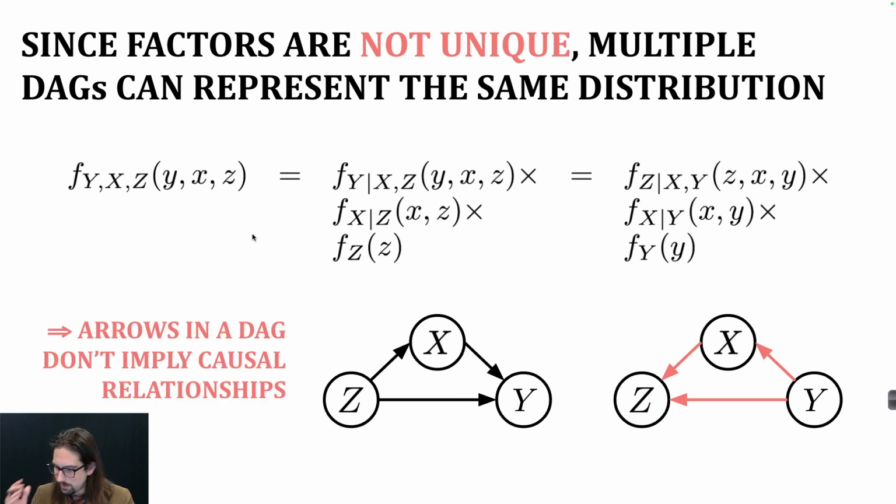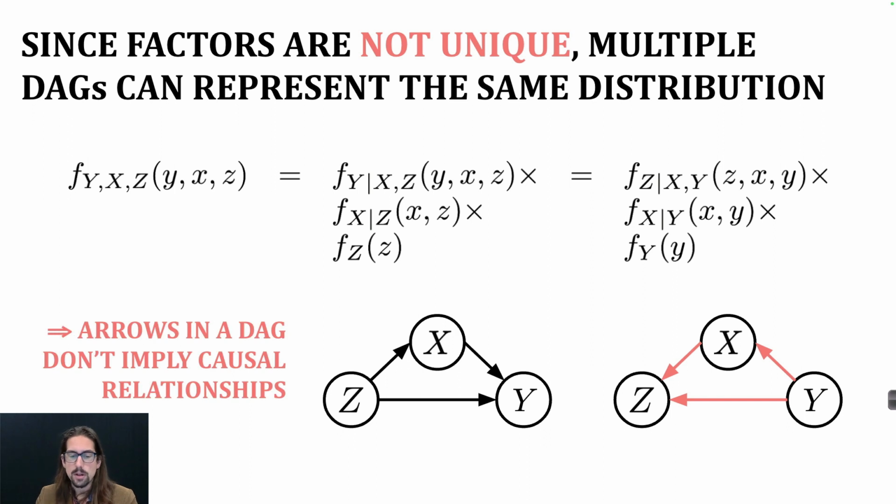So this is important to understand because you can draw a DAG where the arrows don't imply causal relationships, okay? The DAG is really just telling you about what is independent, what is conditionally independent. We're going to see how to figure that out from the DAG in a second.